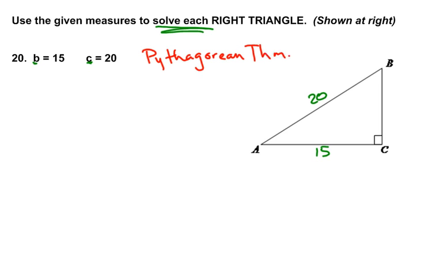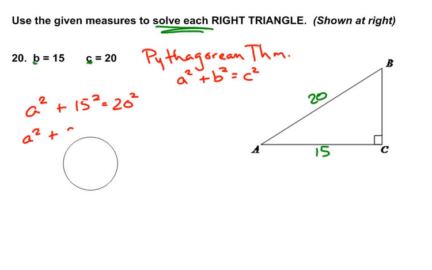That basically tells us that a squared plus b squared would be equal to c squared. And in this triangle, the letters fit just perfectly. A squared plus b squared equals c squared. So using that information, we know that a squared plus 15 squared would equal 20 squared. And real quickly, 15 squared is 225. And that's equal to 400.